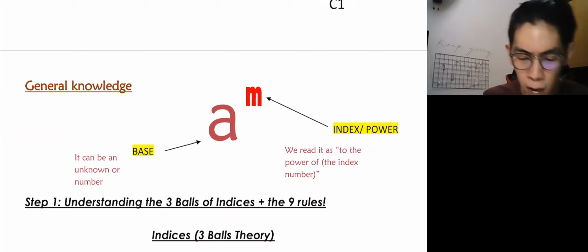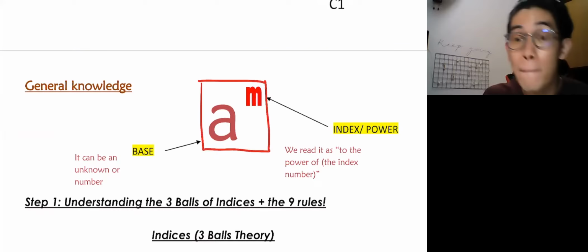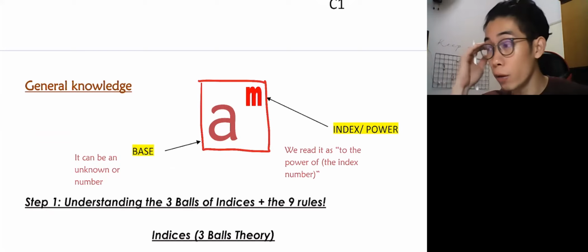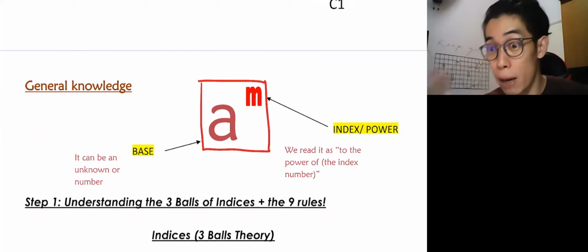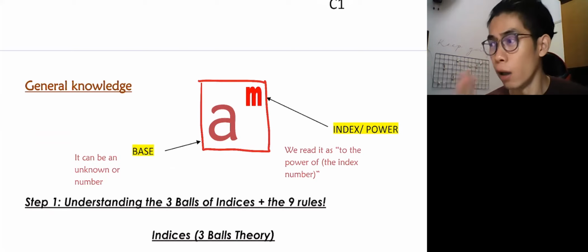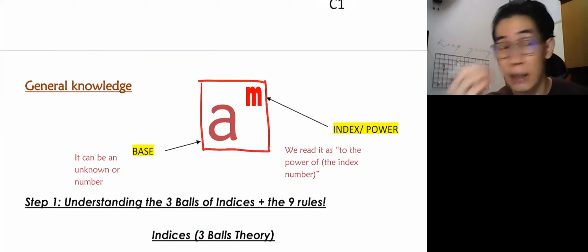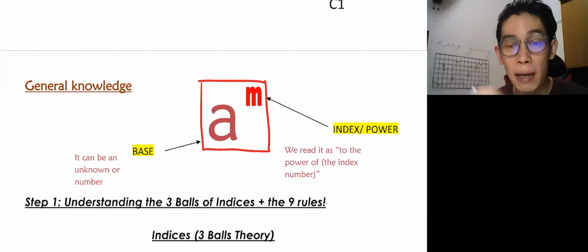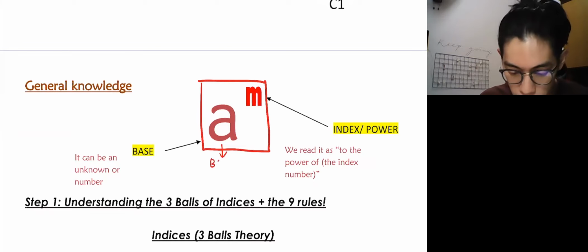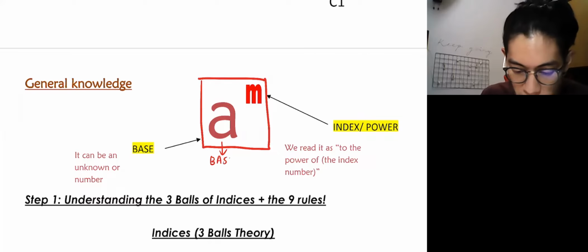Let's see. Over here you can see there is a very big A power M. A power M. So everyone, what is A? A, you can say it's an unknown, but to be exact in this chapter, we name it as the base. The base.